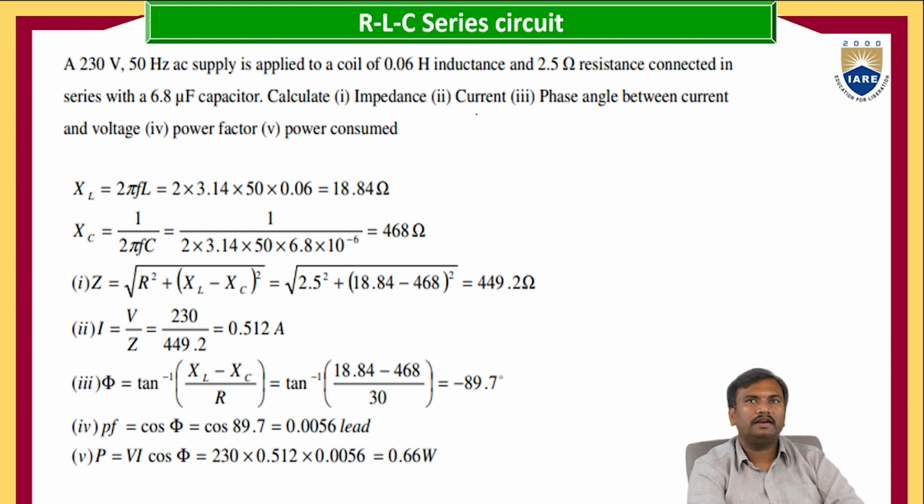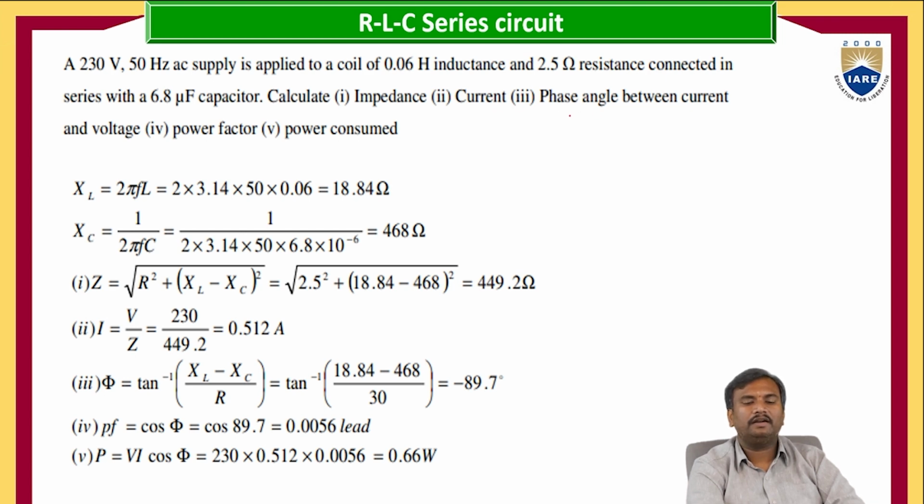Now after getting the impedance, we can calculate the second parameter, which is the current. So the current is equal to V by Z. Here the RMS value of voltage is given as 230 volts divided by Z value 449.2, which is equal to 0.512 amperes. Now the current is completed.